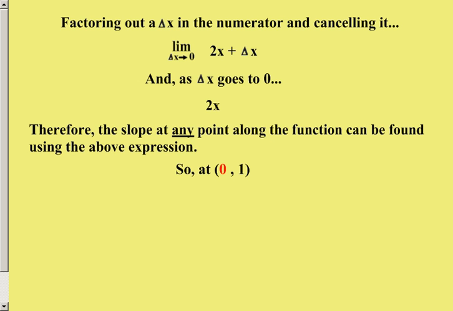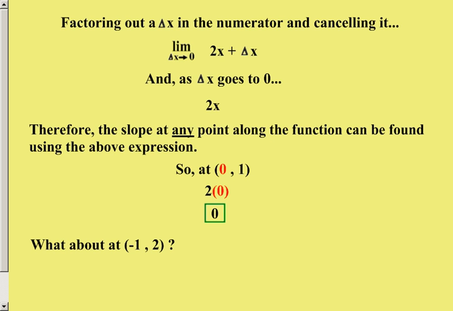Okay, and we were told to evaluate that particular slope at (0, 1). So what we're going to do is take the x value out of that coordinate and plug it into our slope expression. So 2 times 0 is obviously 0. So what's happening with the slope of the tangent line at this particular location? It's horizontal. We have 0 slope.